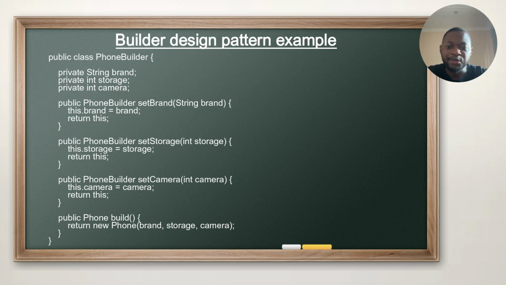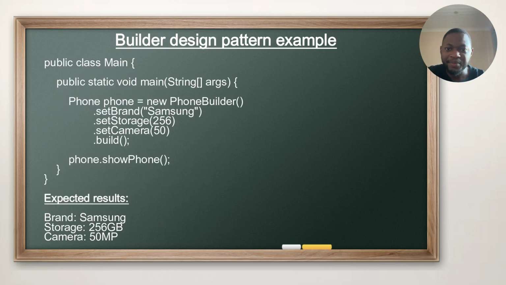We won't have to add a new phone object and then pass in a whole lot of params. We can easily just build our phone object up using the builder design pattern. Let's go to the next slide.